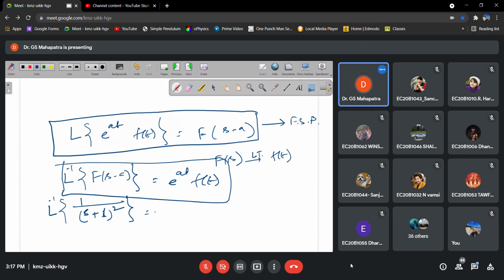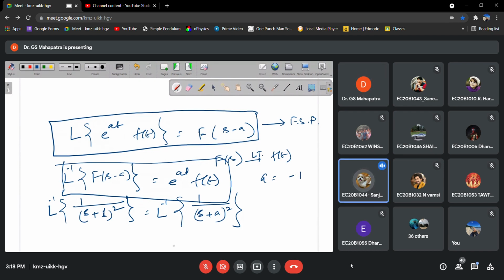What is a? Let us consider a is minus 1. I will write for you how to find the Laplace inverse transform of 1 by (s plus a) whole square. What is a here? Minus 1, minus 1, minus 1. Now you just check.